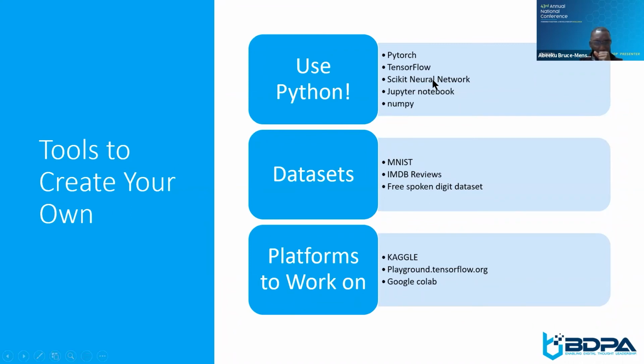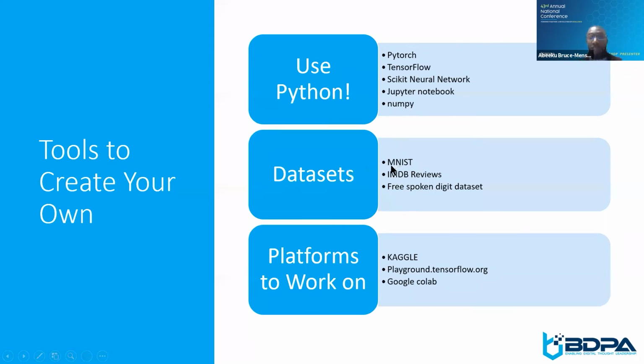Scikit neural network is another one that's very popular. These get rid of all of the calculations you have to do and just allow you to set how many neurons you want, what activation function you want, what outputs you want to use. The Jupyter Notebook is a good Python IDE to use for just machine learning algorithms in general. And then NumPy is a good package to use for just general calculations. I don't think I've ever done anything with neural networks or machine learning that did not use NumPy.